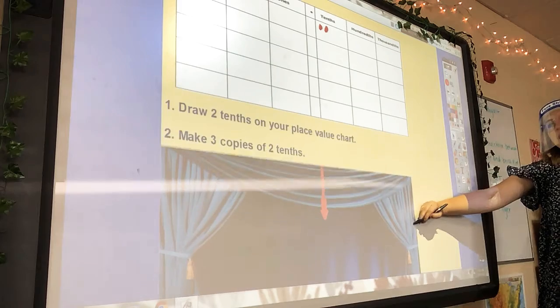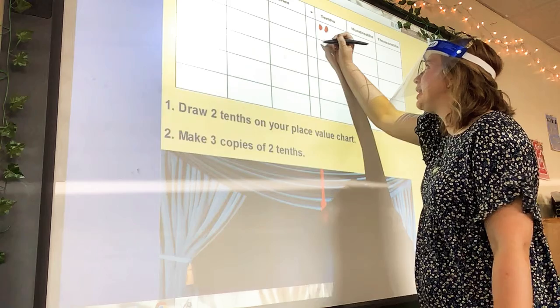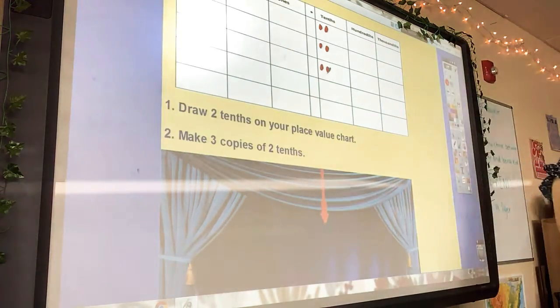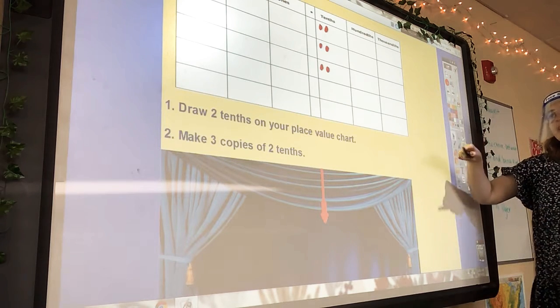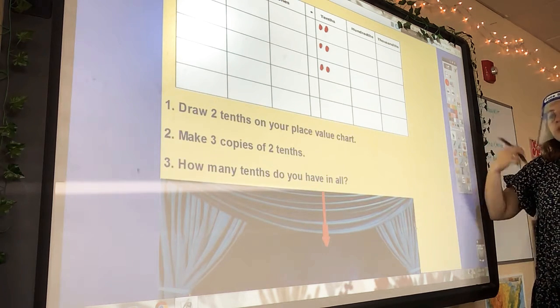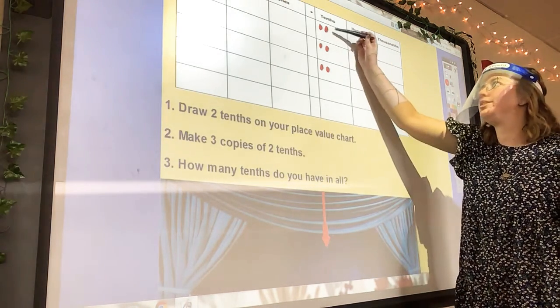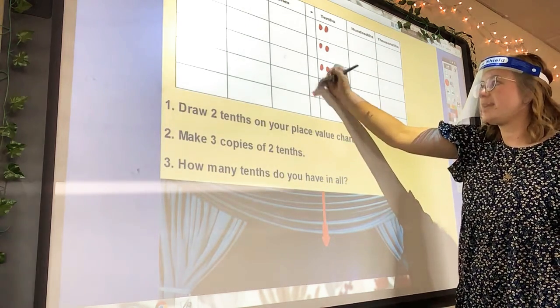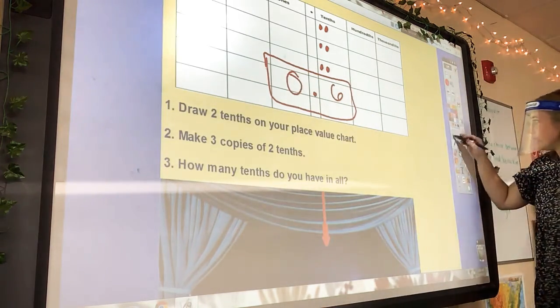Beautiful. Then it says make 3 copies of 2/10. Okay, I can do that. So that's 1 copy. Here's 2 copies. Here's 3 copies. Is this kind of familiar from last year where we did big numbers in place value chart? Yeah. Cool. So I now made 3 copies of that 2/10. Okay. So I, Miss Witt, have to look to see how many tenths I now have in all. So I see 1, 2, 3, 4, 5, 6 tenths. So I have 6 tenths, which means in standard form, it looks like this, right?